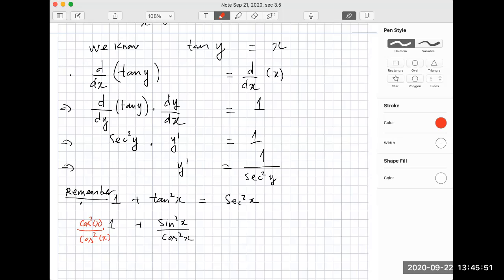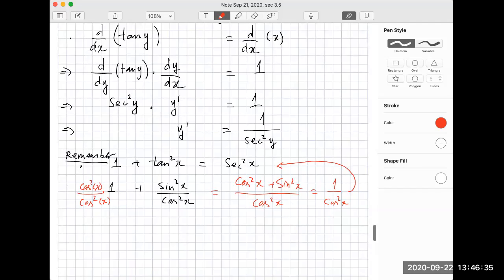But now with this method, they are two fractions and they have the same denominator. So we can add the numerators up and it becomes cosine square x plus sine square x divided by cosine square x, and sine square plus cosine square, what is it? 1. Yes, it is 1. And 1 over cosine square is the secant. Okay, very good.